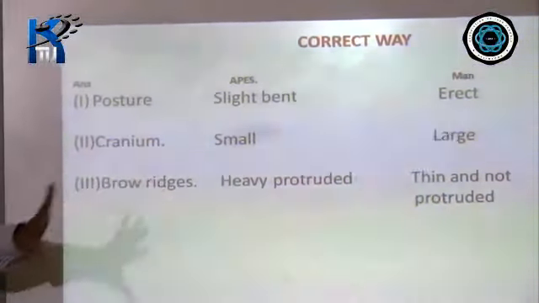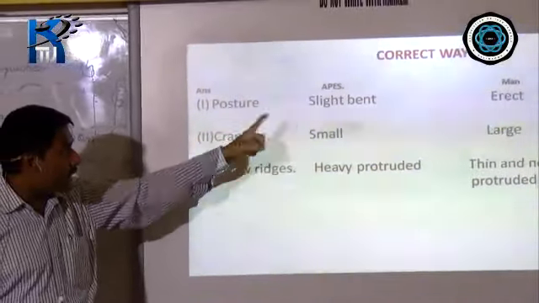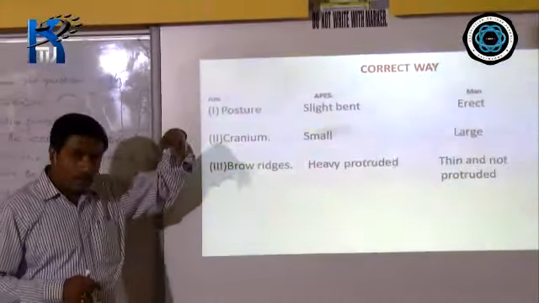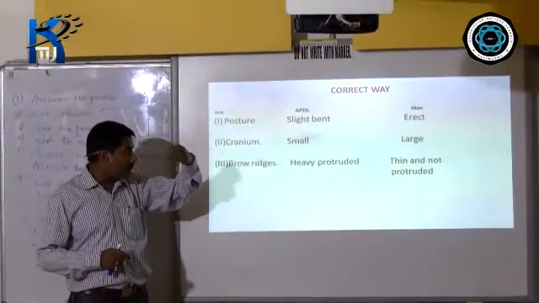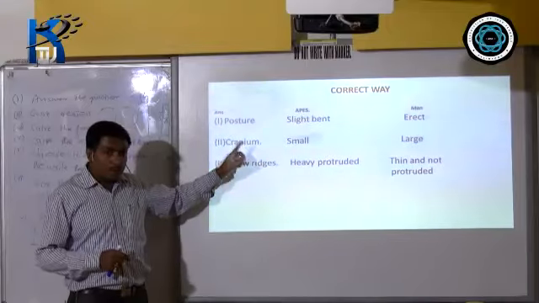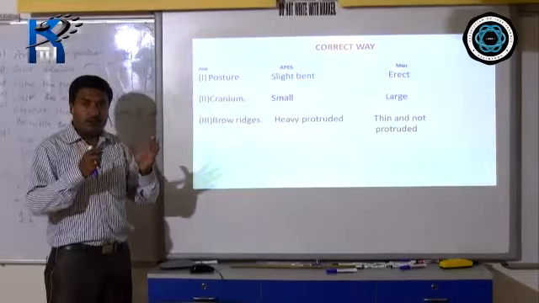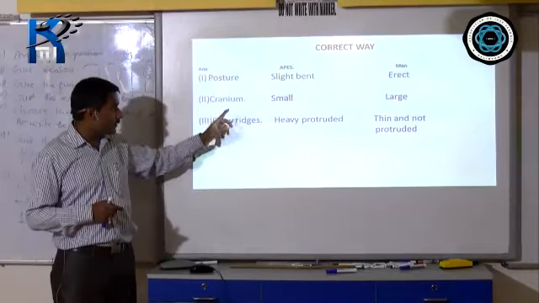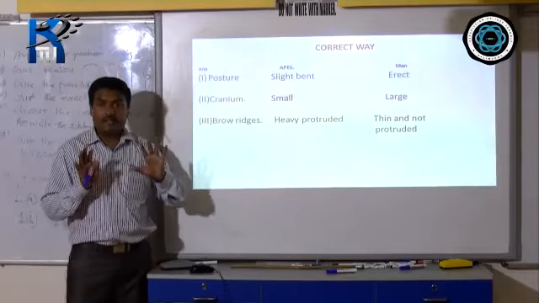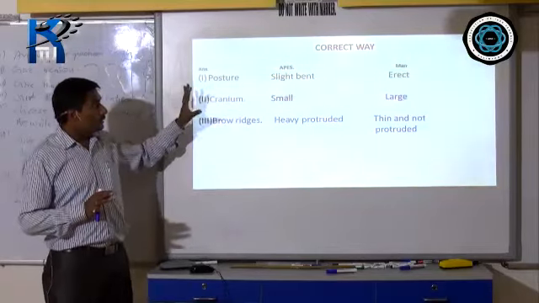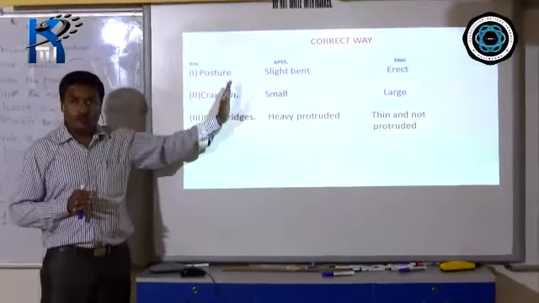So by this it gives very clear information regarding what is slight bent posture, cranium is small, the brain part, that is the capacity of the brain. In the book the cranium capacity will also be written, like 950, 400, 1400, that is given. I'm talking about that. Brow ridge is heavy protruded. By this it gives very clear information about the question being asked, and according to that your write-up should be somewhat like this.